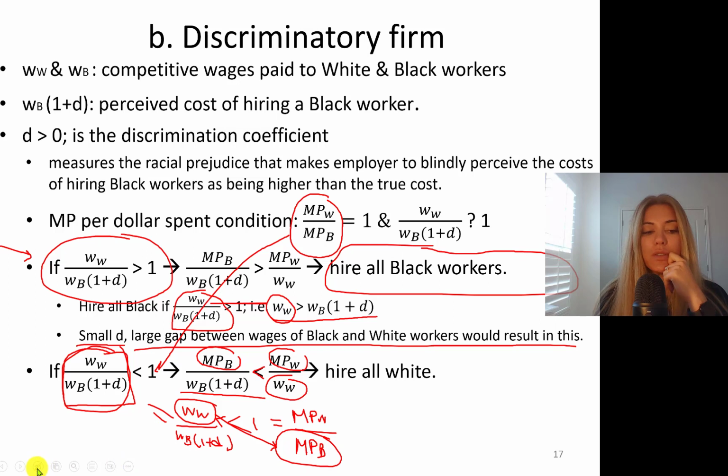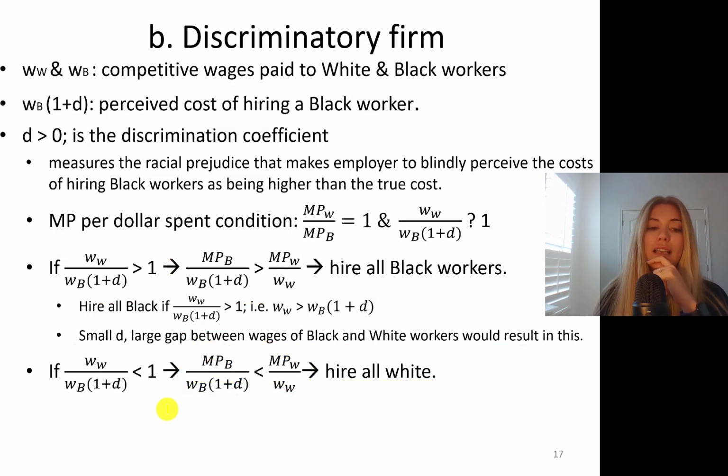So what's going on here? What's going on here is that $1 spent hiring a white individual brings in more money after discrimination than $1 spent hiring a black individual. So I'm going to hire all white workers. Okay, so this is again segregation. I'm going to hire all white workers.